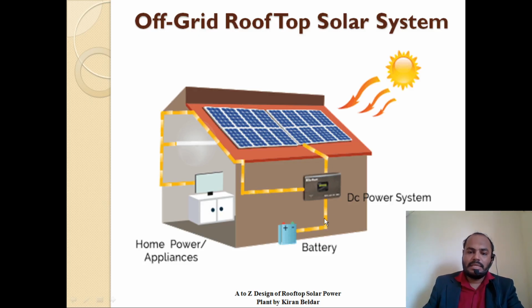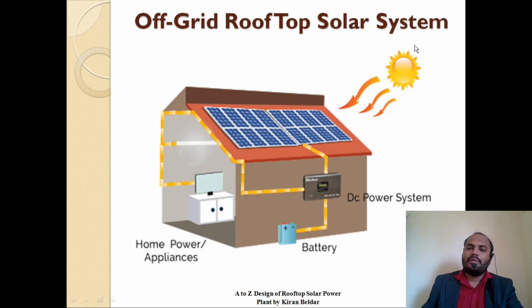The inverter gives that DC power to a battery. At that time the battery is getting charged. Simultaneously, the inverter converts that DC power into AC power, and this is given to our home appliances. This is the basic working principle of an off-grid solar system.